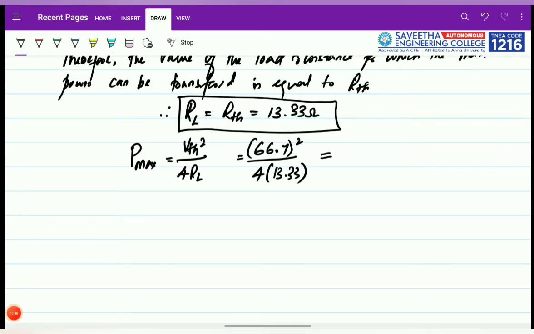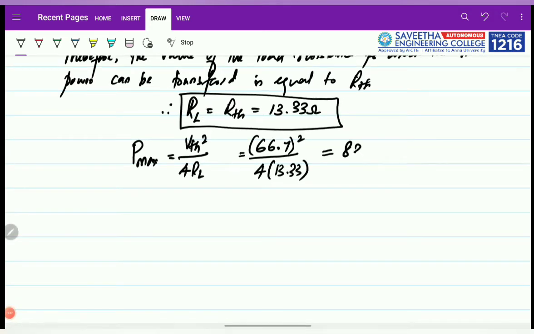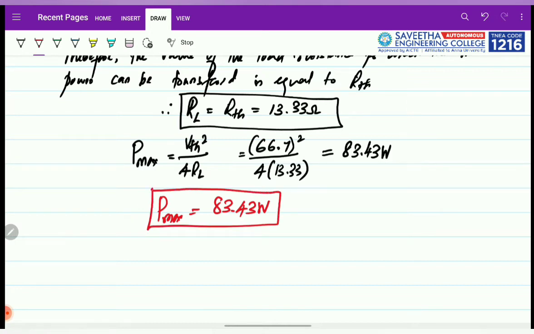When I calculate this, I get a value of 83.43 watts. So this is the maximum power that I was able to transfer from my input to the output. In order to verify this, that is my P maximum value, the maximum power is 83.43 watts. I say now for the given circuit, this is the maximum power that can be transferred.